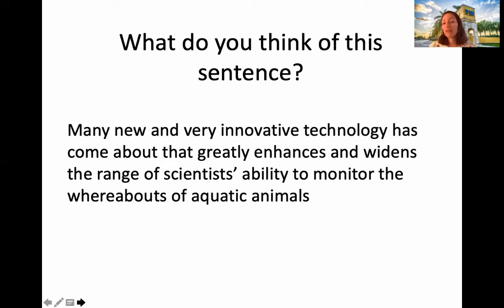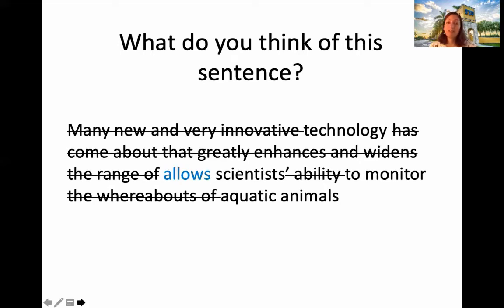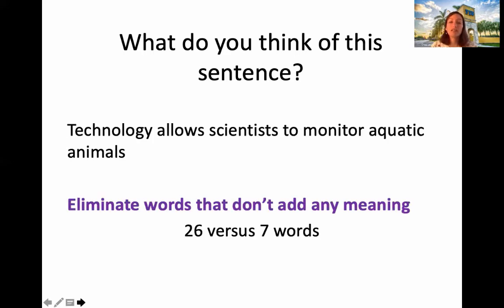Many new and very innovative technology has come about that greatly enhances and widens the range of scientists' ability to monitor the whereabouts of aquatic animals. So what do you think of this sentence? Really, what this sentence is trying to say is that there is technology that scientists can use to track aquatic animals. And all the other things are just additional words that don't really add any information. So technology allows scientists to monitor aquatic animals, and we go from 26 words to 7.